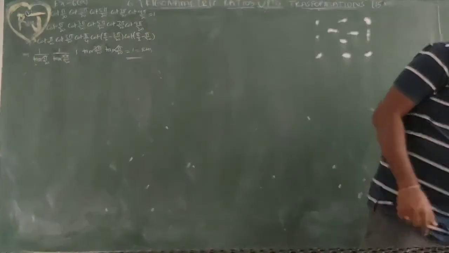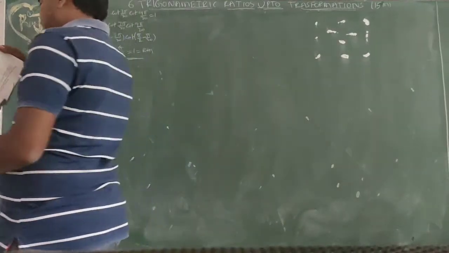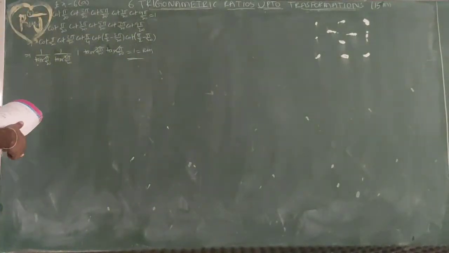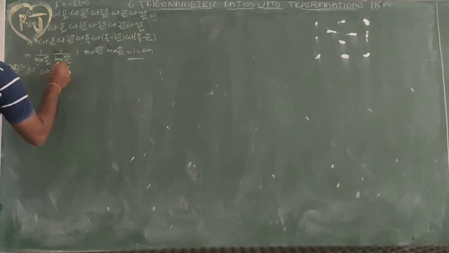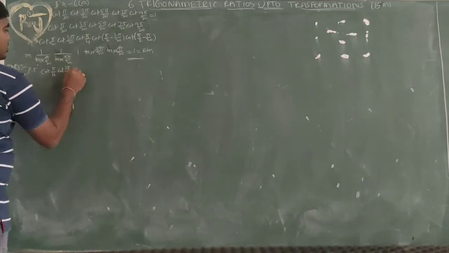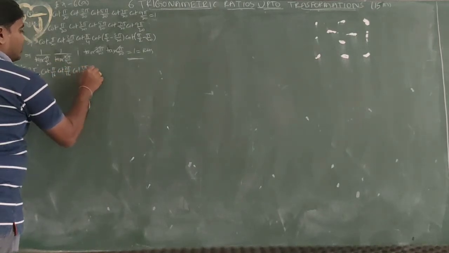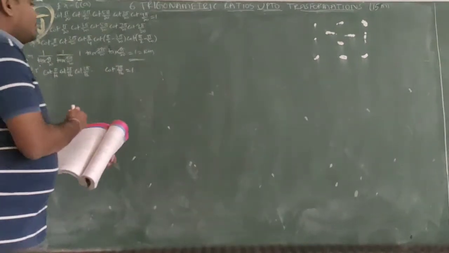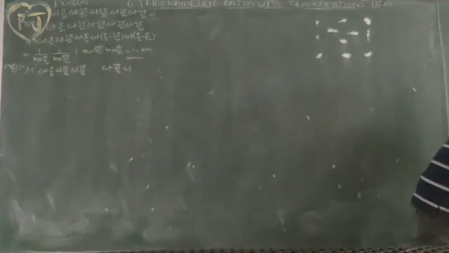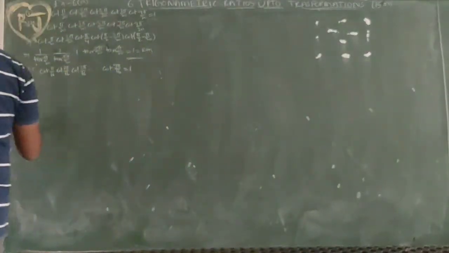Okay, next, a similar kind of example in the examples. So the question is example 6. Example 6 is: prove that cot pi by 16, cot 2 pi by 16, cot 3 pi by 16, up to cot 7 pi by 16 equal to 1. So we need to prove this one. For this, I am taking the LHS first, the left side.